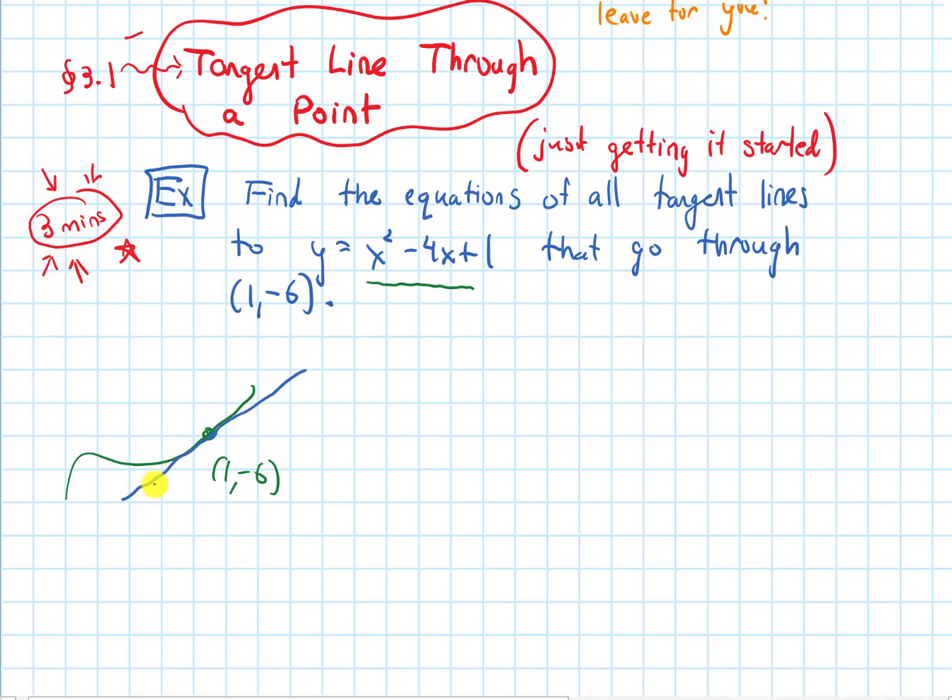But I got to be careful. Nowhere in the problem does it tell me that this point is on that graph. In fact, if I plug in x equals 1, the y value is not negative 6. The y value ends up being 1 minus 4 plus 1, which is negative 2. So this point is definitely not even on the curve.